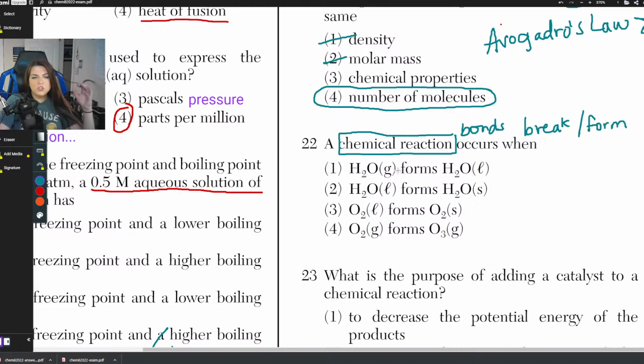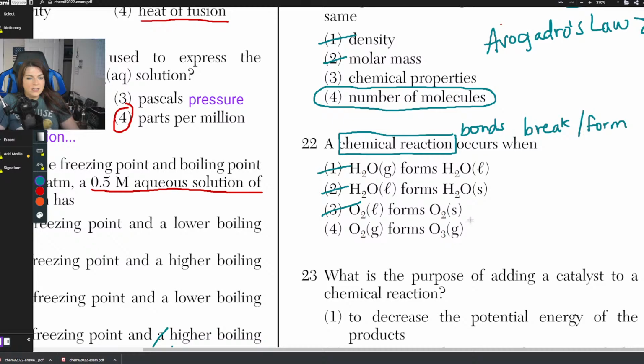So if I have H2O gas becoming H2O liquid, that's a phase change. And phase changes are not chemical changes. They are physical changes. Same thing here from liquid to solid. Oxygen liquid becoming oxygen solid. That takes a lot of lab work to do, but it's here. You could have it. That would not be a chemical reaction. Again, that's a phase change.